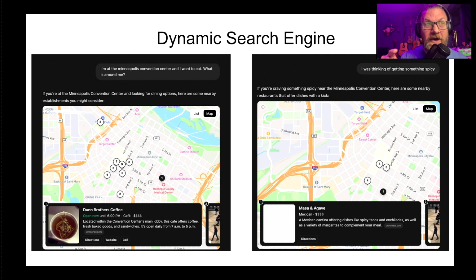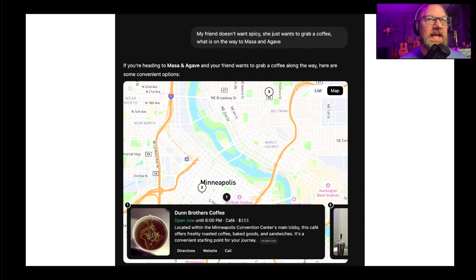But now it has that information that I asked it for. And I said, hey, I was thinking of something spicy. So they found a Mesa and Agave to use, I guess. Okay. And then I said, hey, my friend doesn't want spicy. She just wants to grab a coffee. What's on the way to Mesa and Agave? So again, just a showing of how it could be used as a more dynamic web browser as well. Going to keep on moving right now.